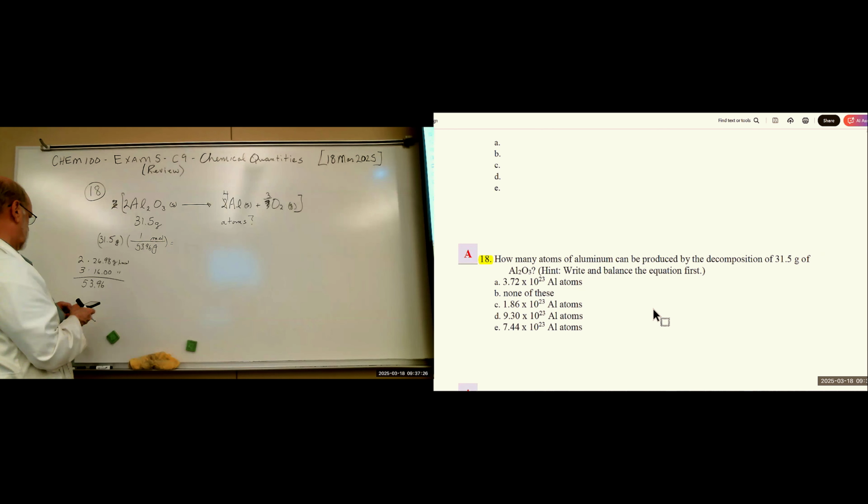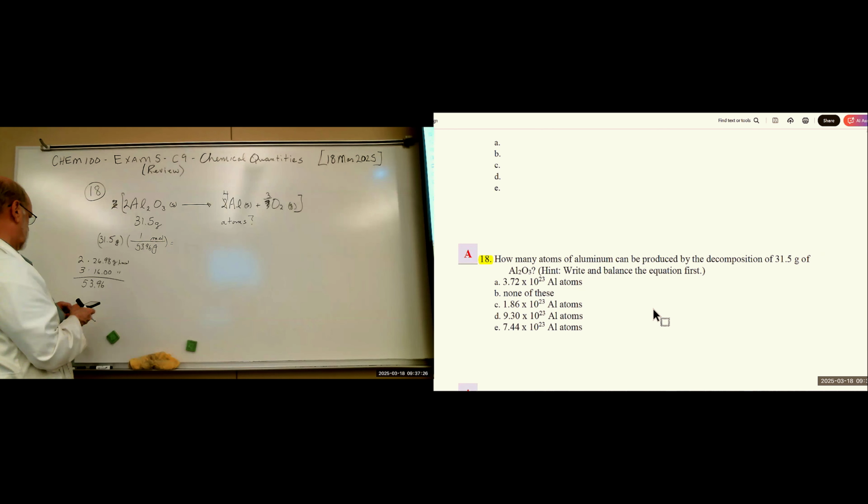Yeah. And the answer didn't make sense. So that's when you stop and check yourself. Now we divide this into 31.5. And that gives us 0.2020 moles of aluminum oxide. Okay. The ratio between the two is 4:2.